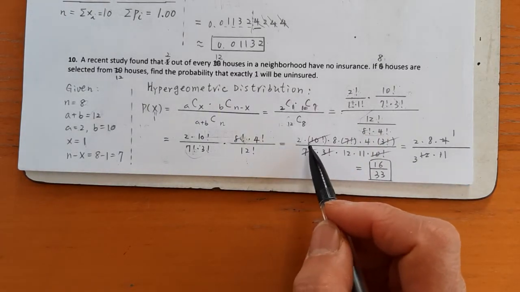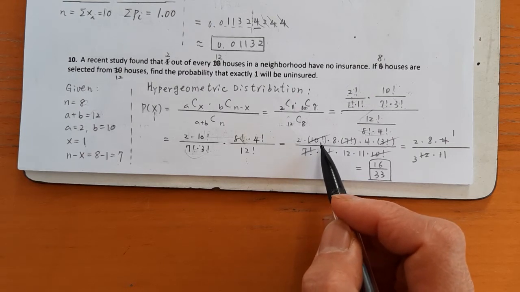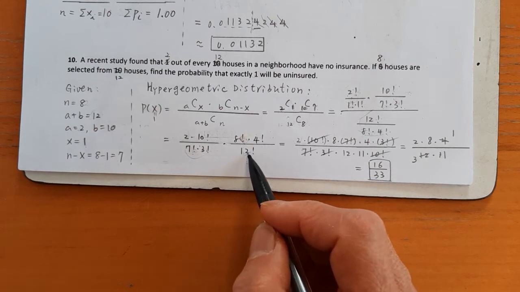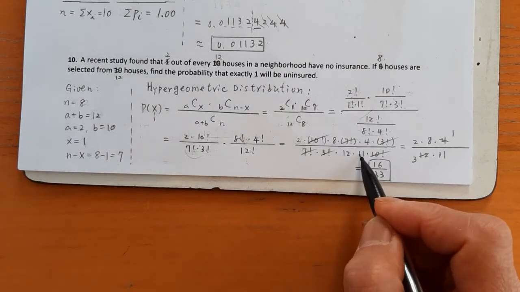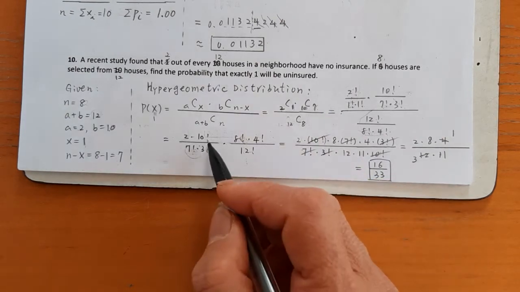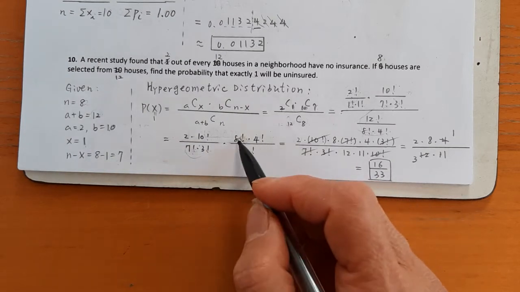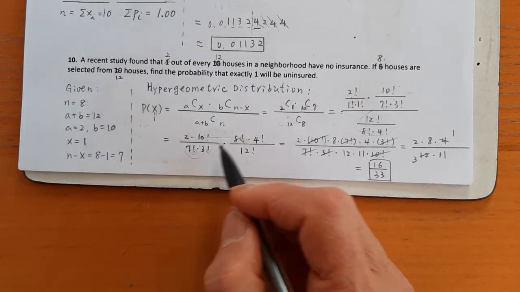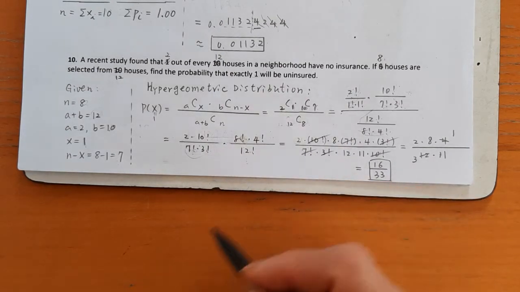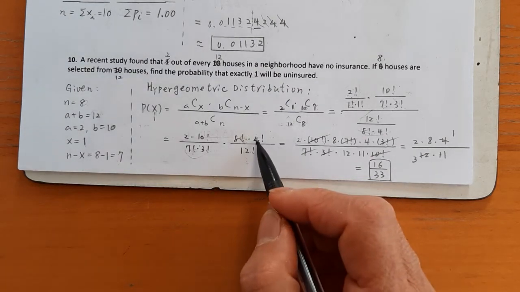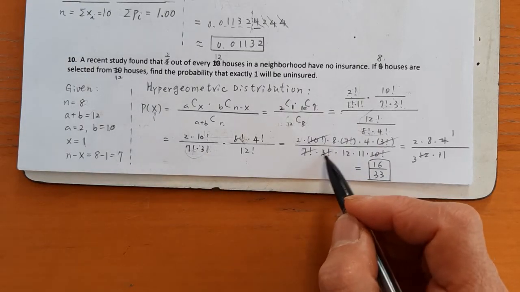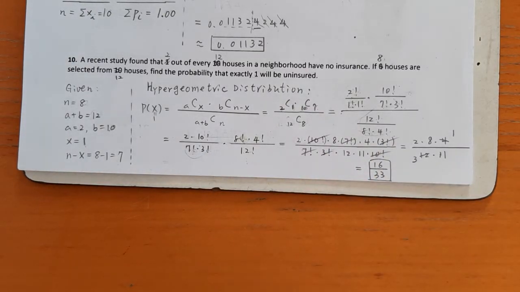Then you do 2 times 10 factorial. Look at the 12 factorial, you can write it as 12 times 11 times 10 factorial, and the 10 factorial cancels with the other 10 factorial. 8 factorial can be written as 8 times 7 factorial, and the 7 factorials cancel each other. 4 factorial can be written as 4 times 3 factorial, and the 3 factorial cancels with the denominator's 3 factorial.